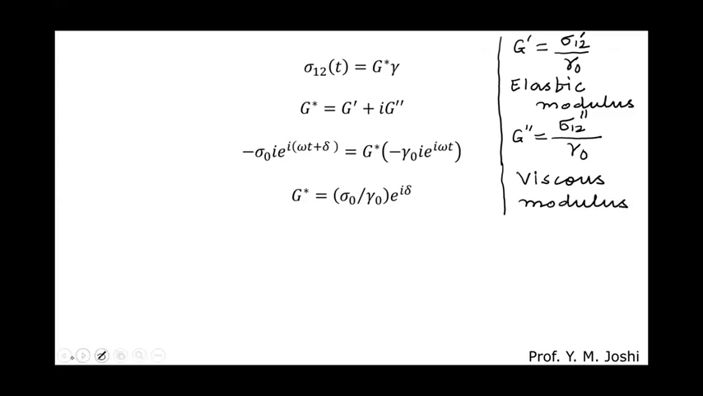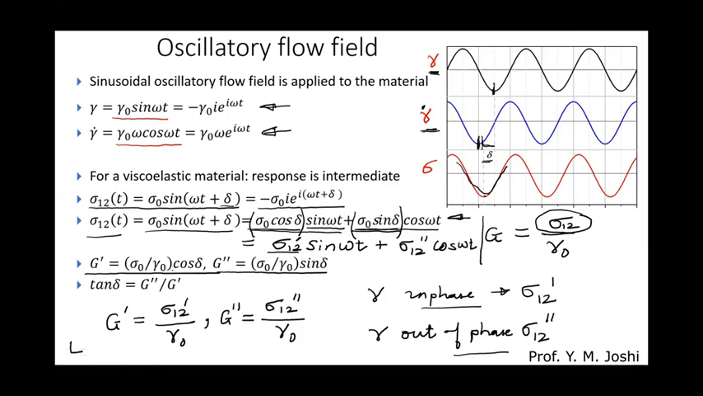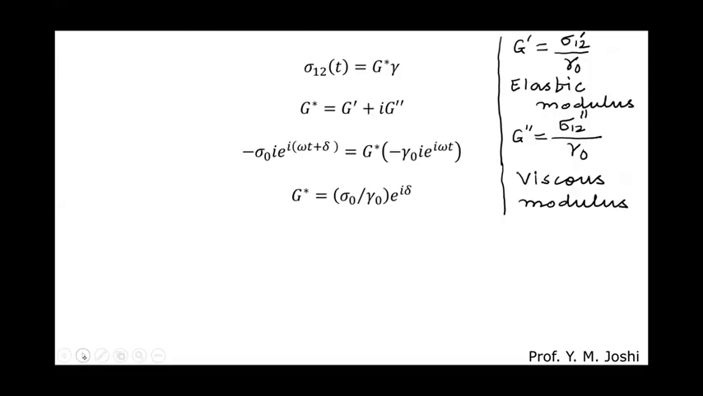And sigma 12 prime is sigma 0 cos delta, and sigma 12 double prime is sigma 0 sin delta. All right. This is how elastic modulus and viscous modulus have been defined. Elastic modulus and viscous modulus are also known as storage modulus.